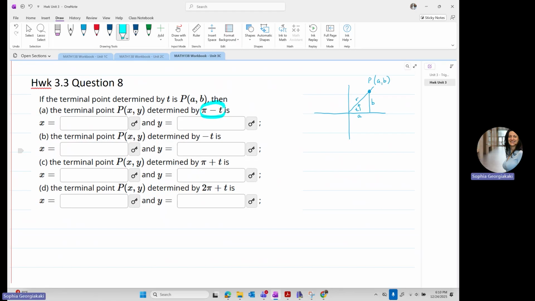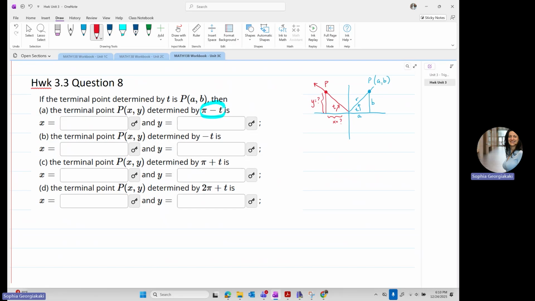Now we want to look at the angle pi minus T. Where is pi minus T? Pi minus T is in quadrant 2 because I do pi, which is 180 degrees, and then I go back T. So this is now T over here. And we want to know what are the coordinates of the point P that is symmetric to my original P. So when P comes here, what are its coordinates? What is the x and what is the y?